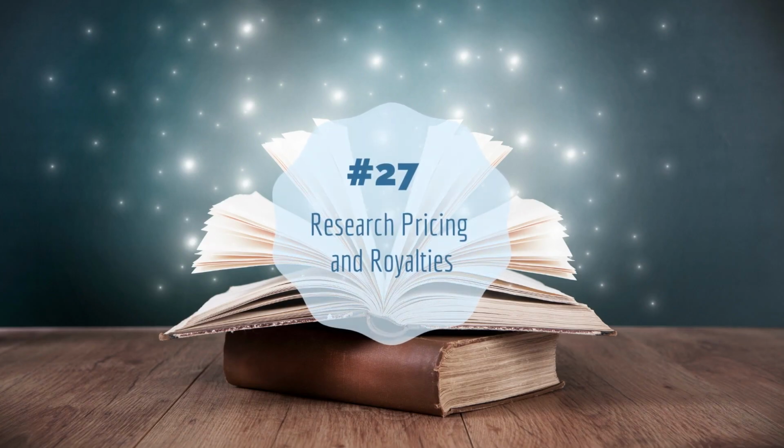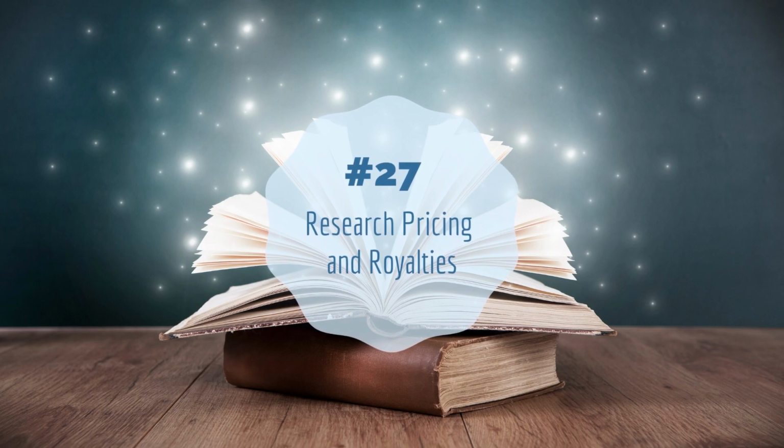And number 27 is researching pricing and royalties. In my opinion, this kind of goes hand in hand with deciding which platform to use. But first you want to research what other comparable books are selling for, and you also want to take into account your cost. In the beginning, I thought this was so simple because I went to the bookstore and saw that most of the hardcovers were priced at about $17.99.